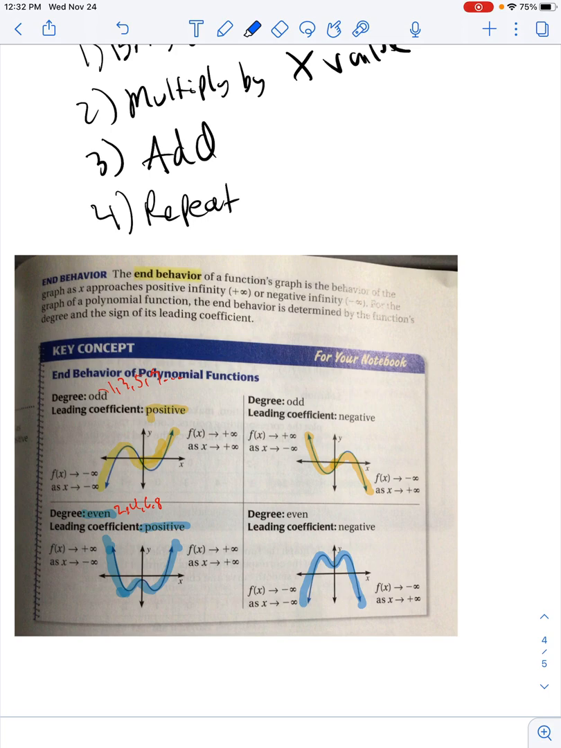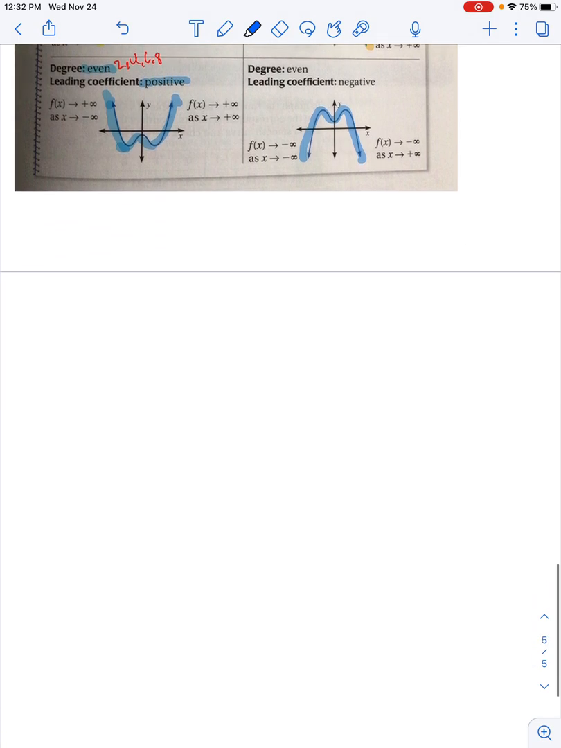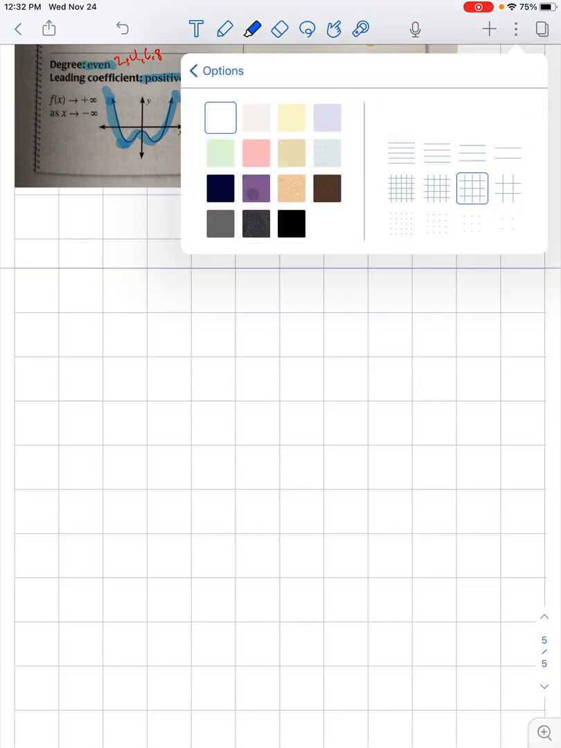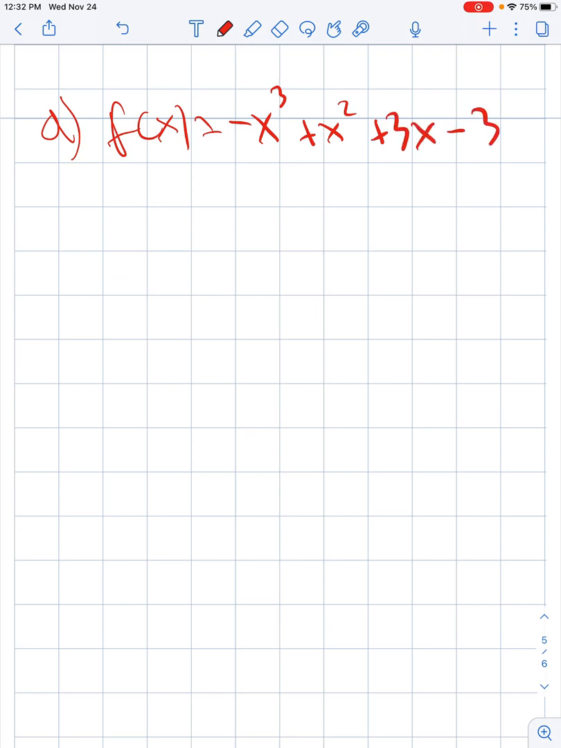So just looking at the end behavior, you can determine some of these things without even graphing. So we'll do one graphing example here. Again, it's good to be able to graph by hand. You will be expected to do that. So let's see here. Graphing, part A: f of x equals negative x to the third plus x squared plus 3x minus 3.